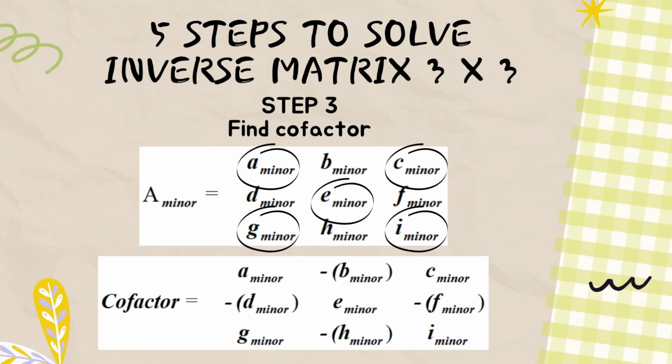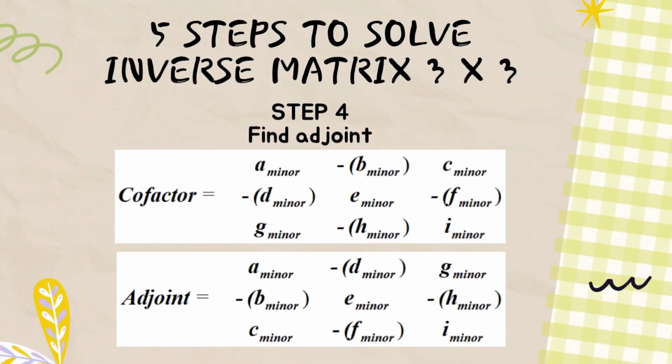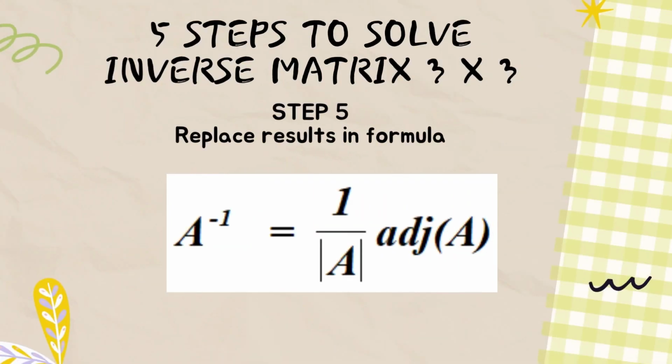Step 3. Find cofactor. To find cofactor, B minor, D minor, F minor and H minor have to add a negative symbol in front of the alphabet or the value. Step 4. Find adjoint. To find adjoint, the position of cofactor has to change. Replace horizontal position to vertical and vertical to horizontal. But the negative in front of the alphabet or value still needs to be written down. Lastly is step 5, which is replace result in formula. To find A inverse, the formula is 1 over determinant A multiplied by adjoint A.